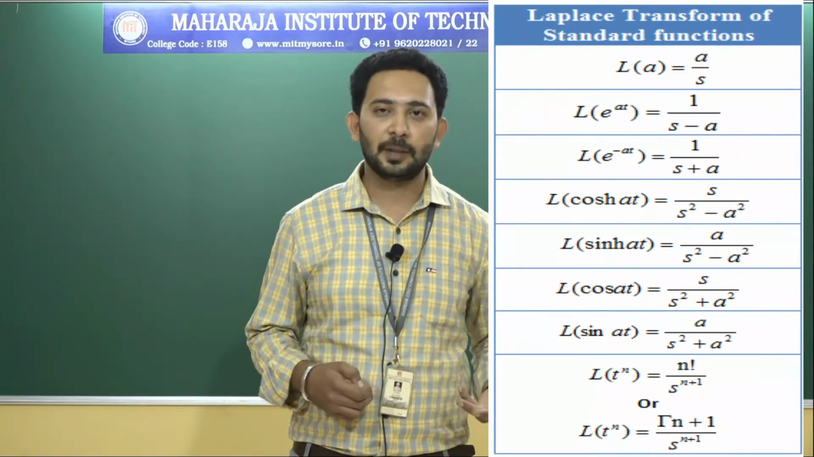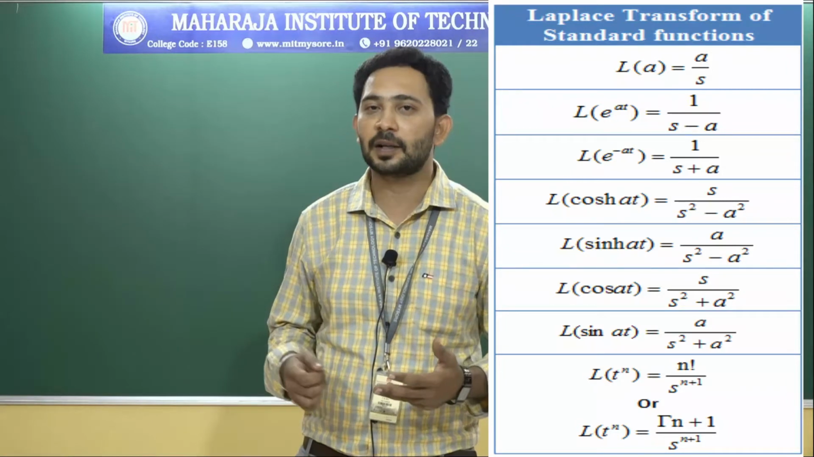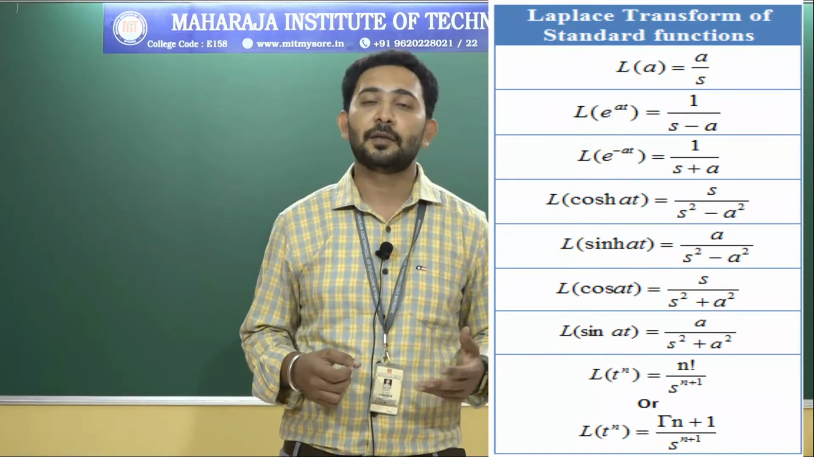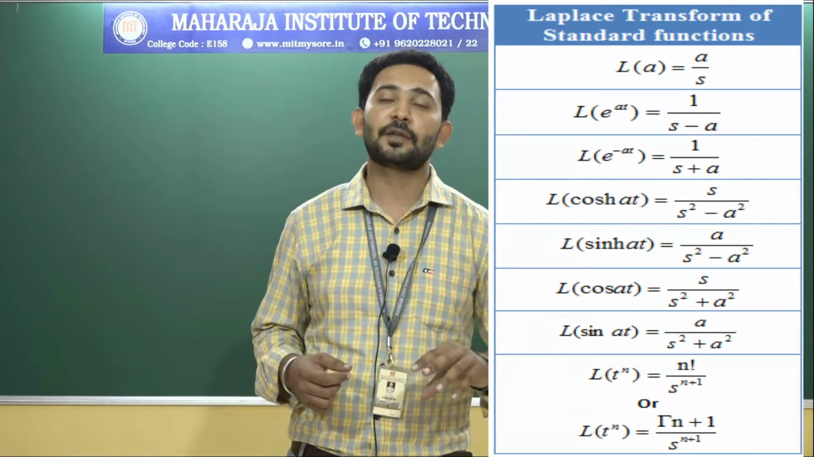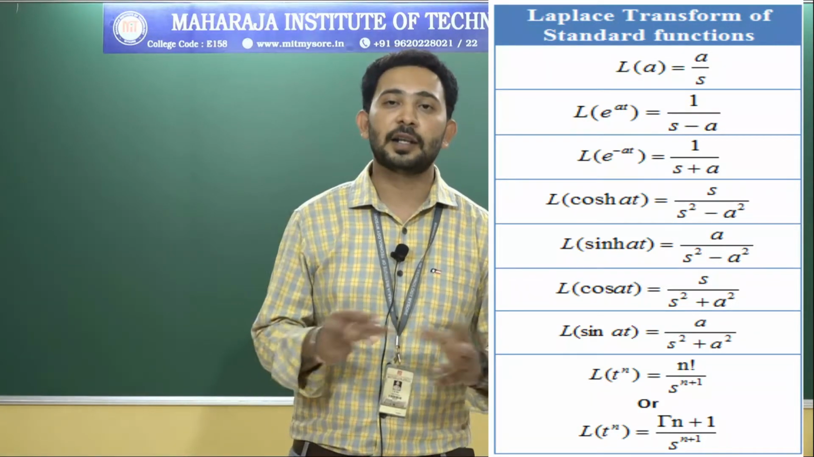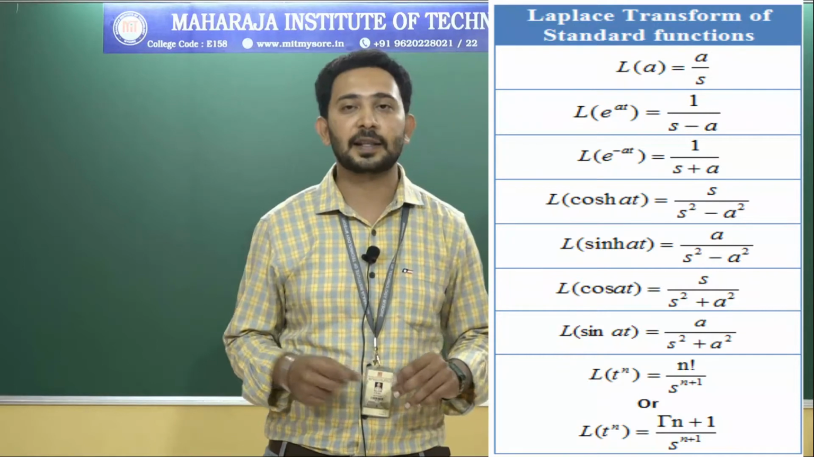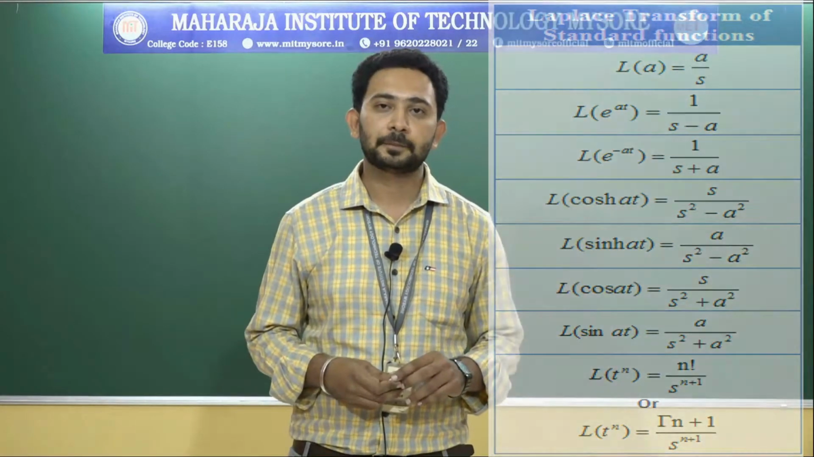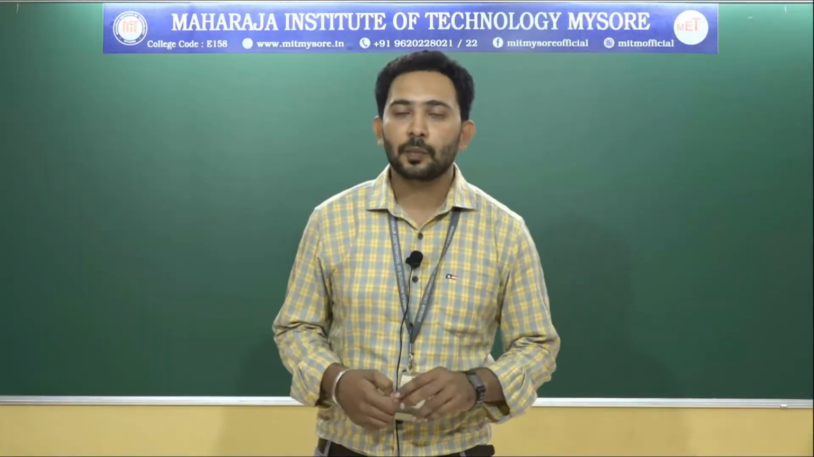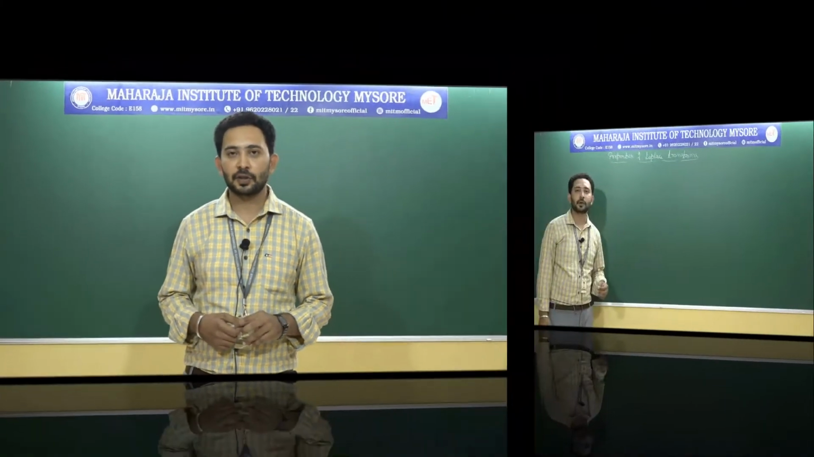Laplace of t power n is gamma of n plus 1 by s power n plus 1, where gamma of n plus 1 is n factorial. So we can also write Laplace of t power n as n factorial by s power n plus 1. Okay, let's go to the properties of Laplace transformation.